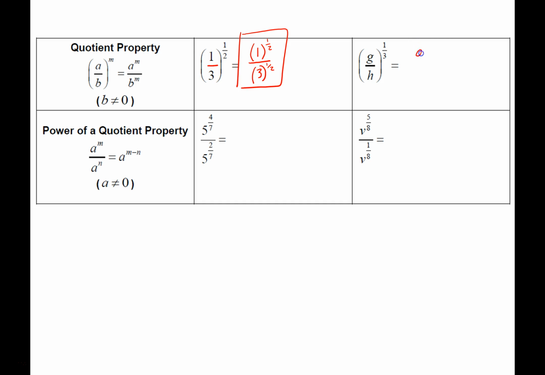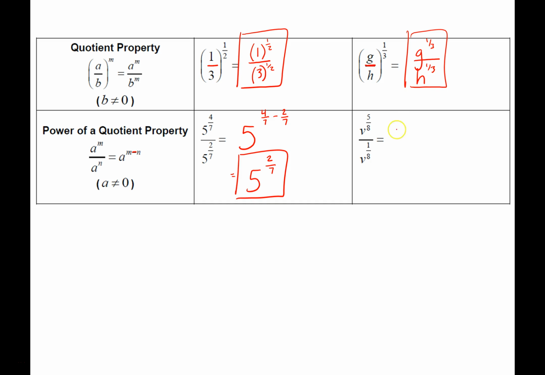The same thing is also true when you have variables. That's g to the 1/3 over h to the 1/3 because it is just a quotient, division. All right, the power of a quotient rule. Remember, that's when you have the same base, you can subtract the two exponents. So in this first one, my base is 5. My top exponent is 4/7, and my bottom one, I'm subtracting, is 2/7. I got lucky here. I have common denominators, so I'm going to leave that denominator and just do 4 minus 2 is 2. And that's where we'll stop for the moment.